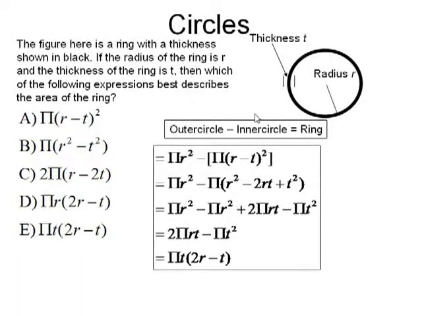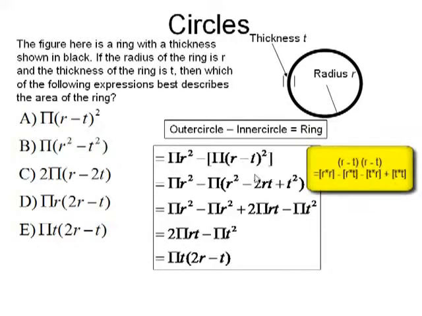So here you have pi r squared minus pi, and then instead of r you have r minus t squared. And all you gotta do is just simplify it from there. You have pi r squared minus, and then if you multiply this out, you get r squared minus 2rt plus t squared. So that's r minus t squared is like having r minus t times r minus t.